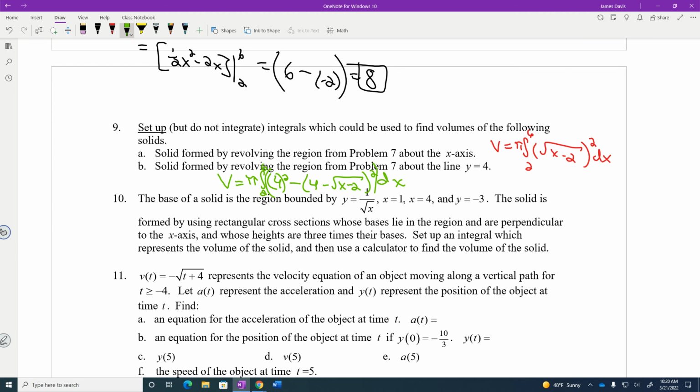Okay. Number 10, the base of a solid is the region bounded by that curve 1 over the square root of x, x equals 1, x equals 4, and y equals negative 3. Solid is formed by using rectangular cross sections whose bases lie in the region and are perpendicular to the x-axis, and whose heights are 3 times their bases. Set up an integral which represents the volume of the solid, and then use a calculator to find the volume of the solid. Okay, so we can use a calculator. Well, let's do that. Let's go ahead and get a picture of what this looks like first.